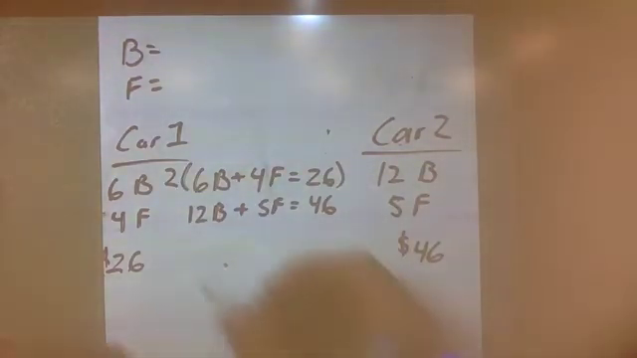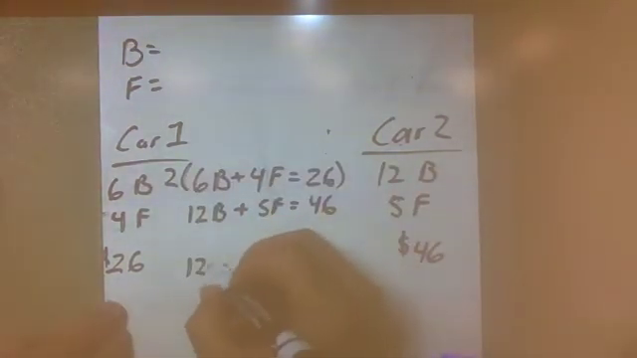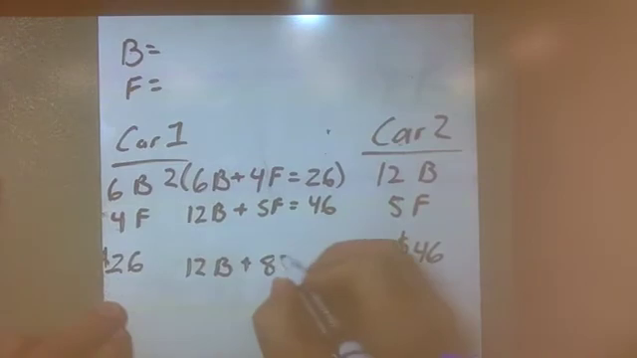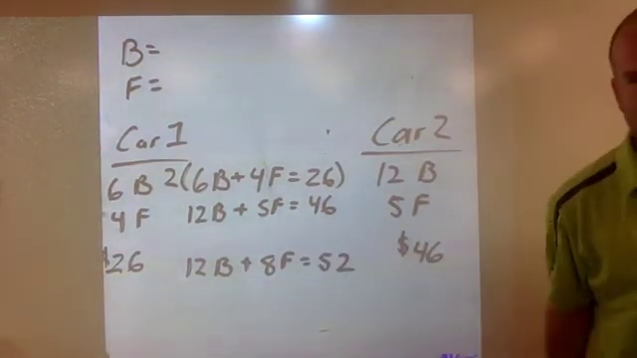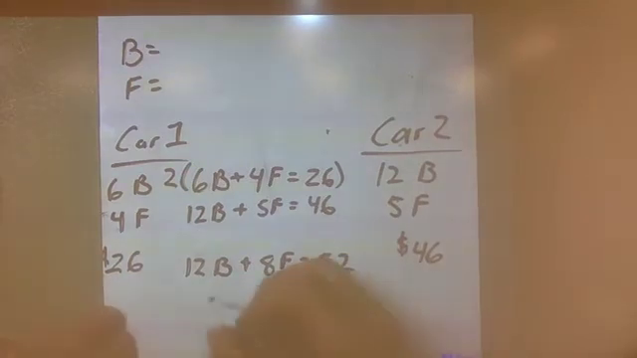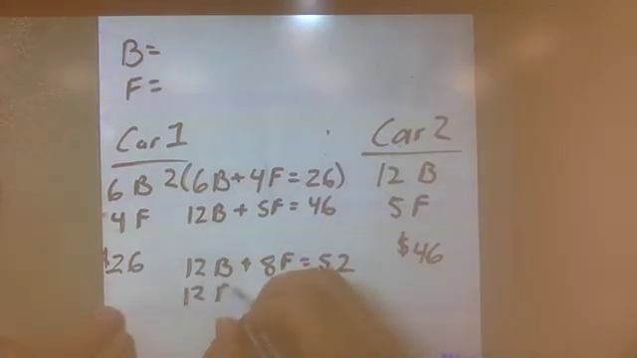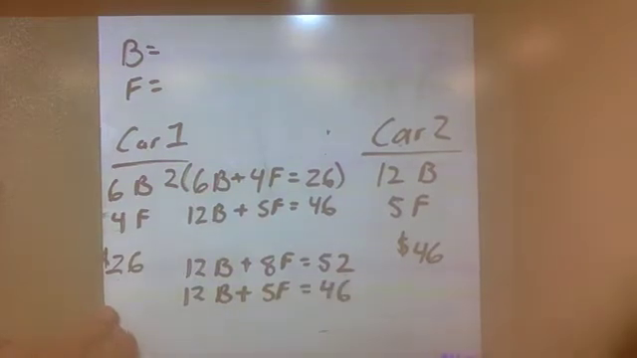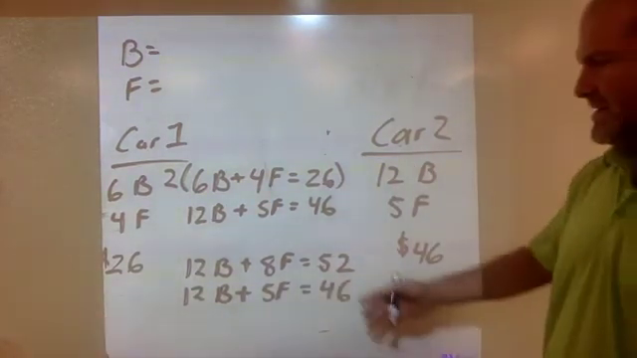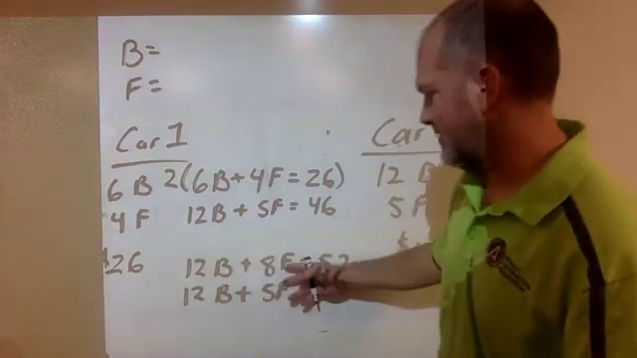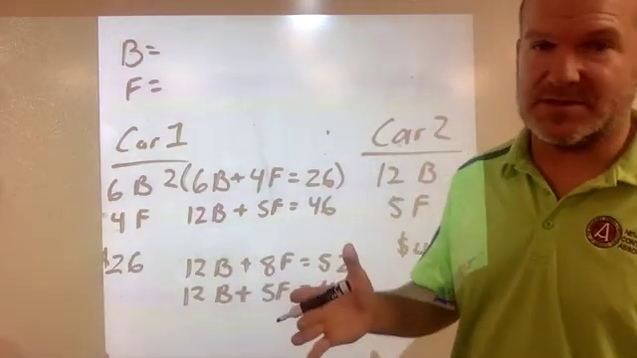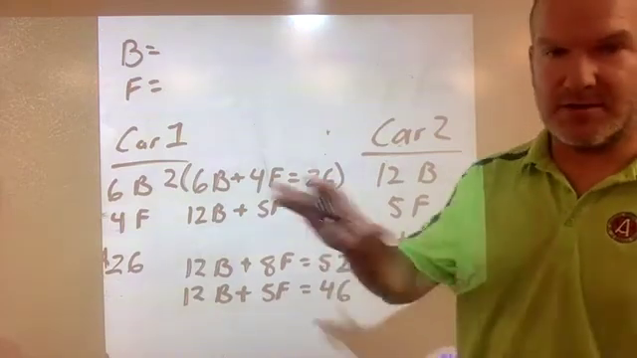So now car 1, if we double it, they had 12 burgers and 8 fries and they spent $52. 52 is twice as much as 26. Car 2's order stayed the same. They still got 12 burgers, 5 fries, and spent $46. Now we can subtract because now we have the same amount of burgers. It doesn't matter if the burgers are the same or the fries are the same. As long as one of them is the same, then you can subtract and it'll be gone.